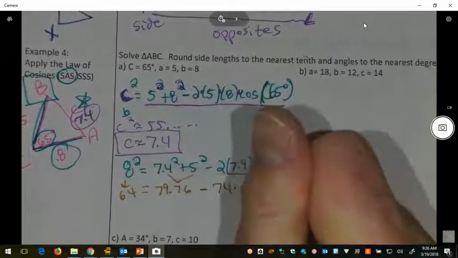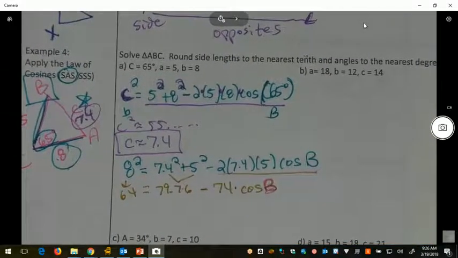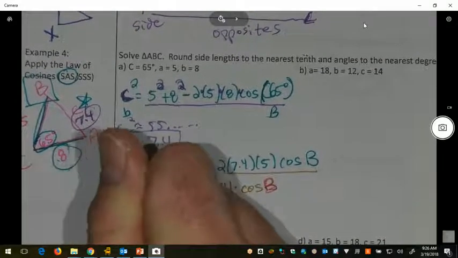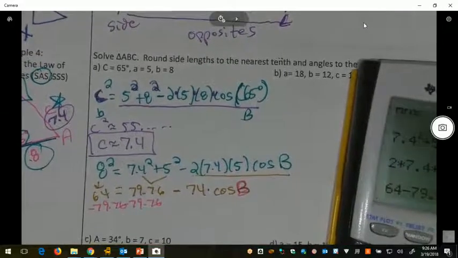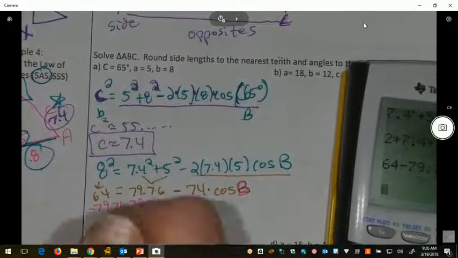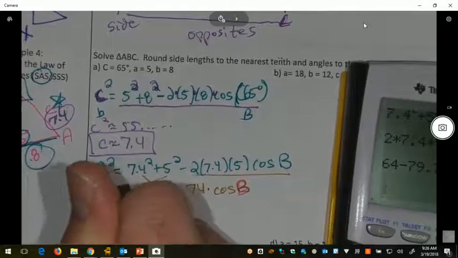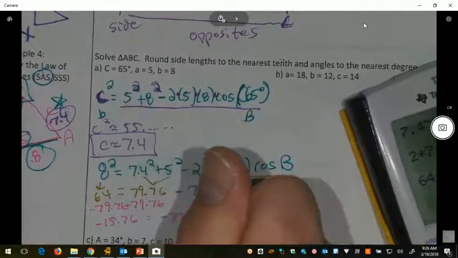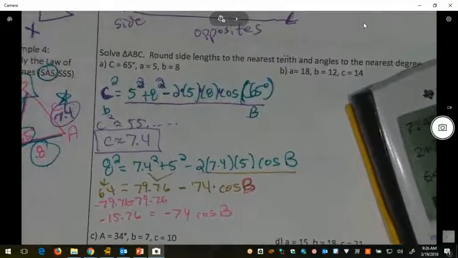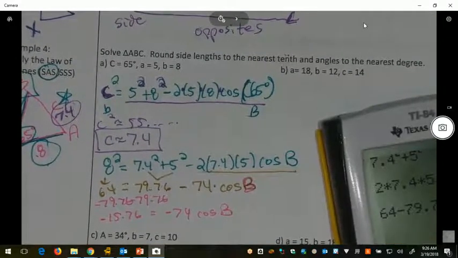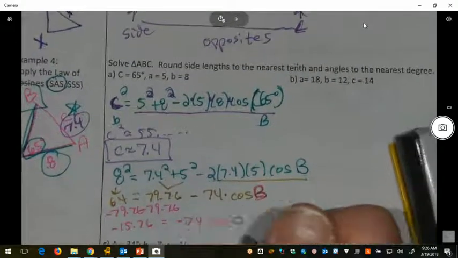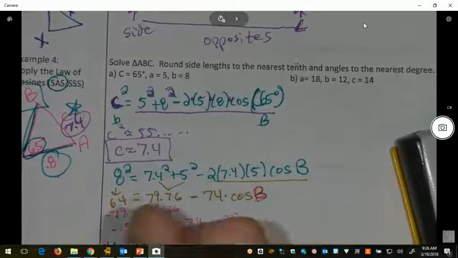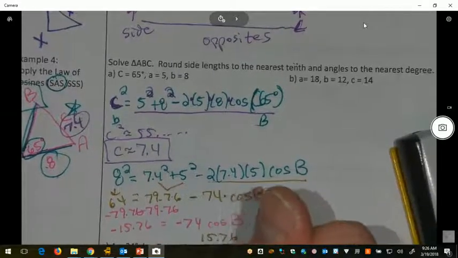So what do I have to do to solve for b? What am I going to have to do first? Subtract the 79.76 first. Gets me negative 15.76. Now I'm going to divide by negative 74, which is going to make that positive. 15.76 over 74, because negative divided by negative is positive, equals cosine of b.